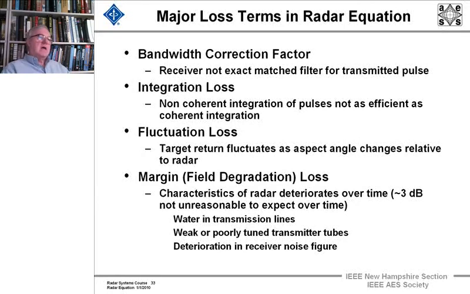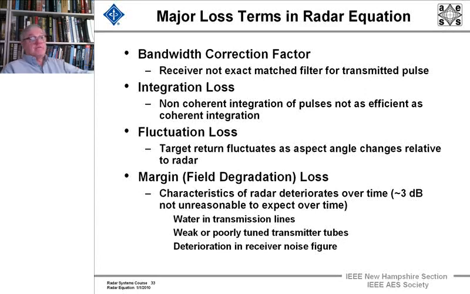And I think this is the last set we're going through. The bandwidth correction loss: the receiver is not an exact match filter for the transmit pulse. The integration loss: when you add up pulses that are looking at a target, if you non-coherently integrate them, that's not as efficient almost all the time as integrating them coherently.